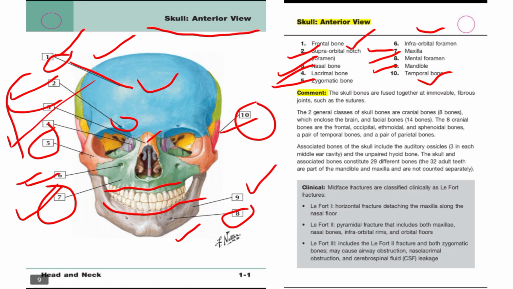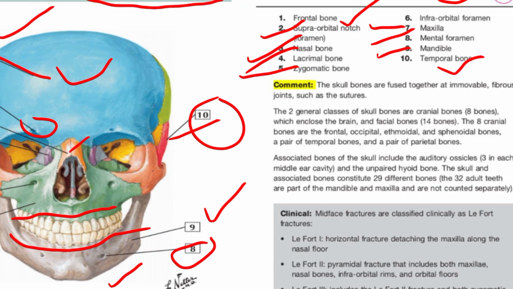So next we will discuss what is written here. The skull bones are fused together at immovable fibrous joints such as sutures. Skull bones are fused together with the aid of sutures. Sutures are an example of fibrous joints. It's important to remember for MCQs.